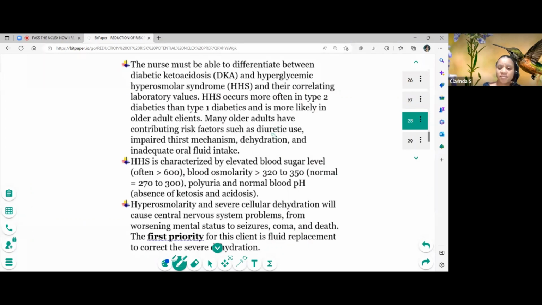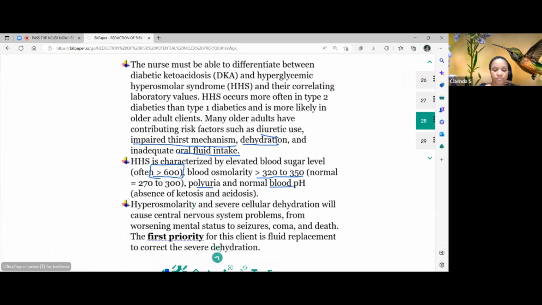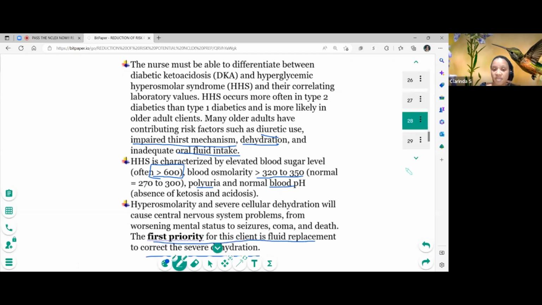Older clients, a lot of times they're on diuretics. They have an impaired thirst mechanism. They don't have that same mechanism to drink more fluid like our younger clients. So they get dehydrated easily, and they have inadequate fluid intake that can lead them, those type 2 diabetics that are elderly, into HHS. Their blood sugar usually gets greater than 600, right? When it's really bad for them, when they get into HHS. So blood osmolality is high, polyuria, normal blood pH. Those are all some of the characteristics. Our first priority for this client is going to be fluid replacement to correct the dehydration.